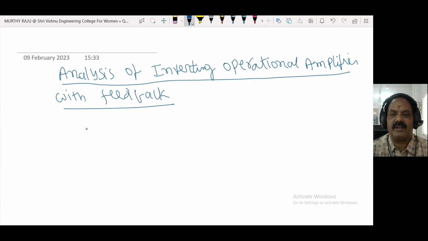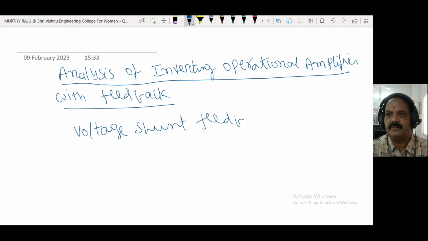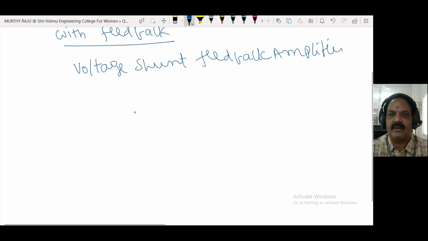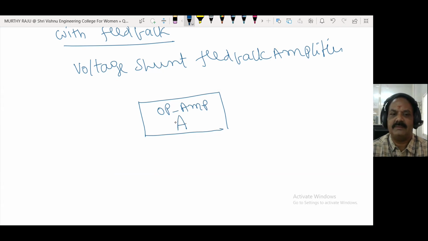Inverting operational amplifier configuration with feedback is also called a voltage shunt feedback amplifier. This one is the op-amp, you already know. Open loop gain of an op-amp is near infinity.